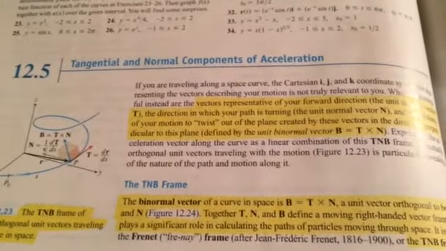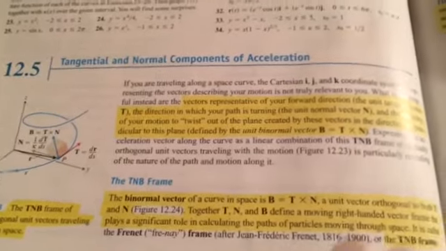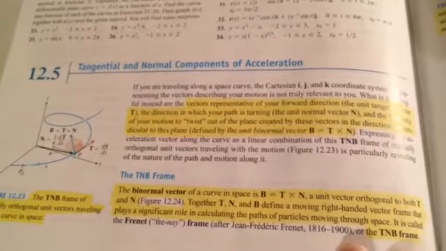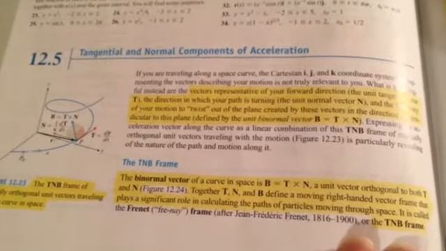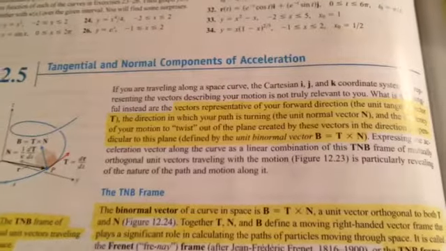Alright, this is the 12.5 video. If you're wondering what happened to the 12.4 video, there wasn't one because we don't do 12.4. So we are skipping ahead to 12.5. In 12.5, there are several things. There's this N vector, this B vector, there's some special kind of planes, there's tangential and normal components, there's all kinds of stuff. So we're going to start here.